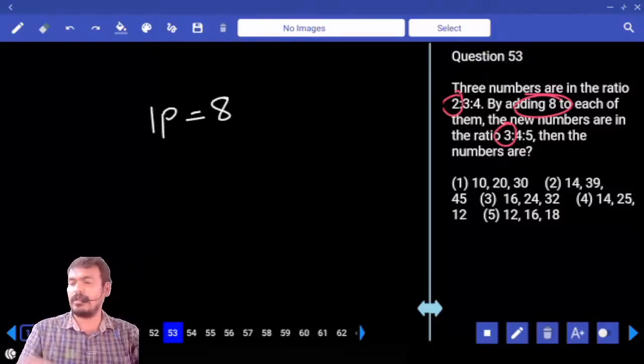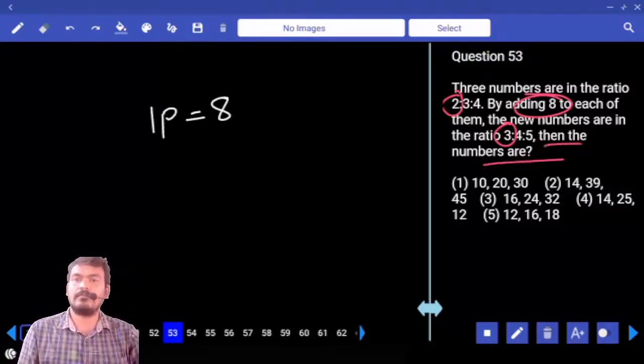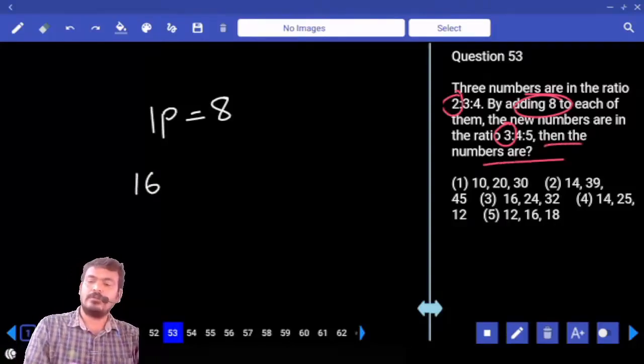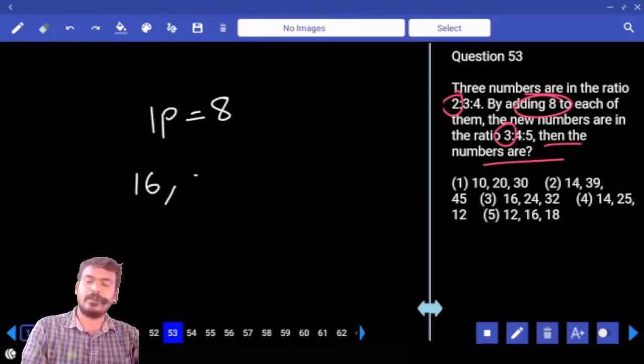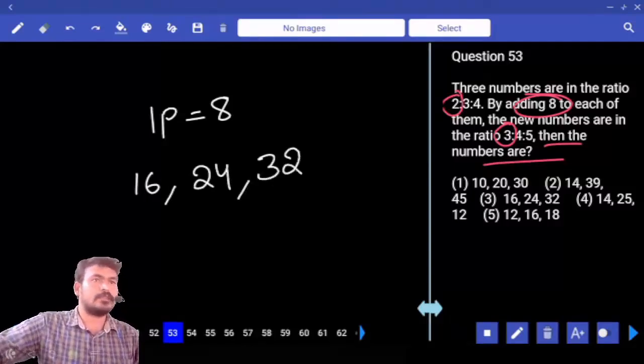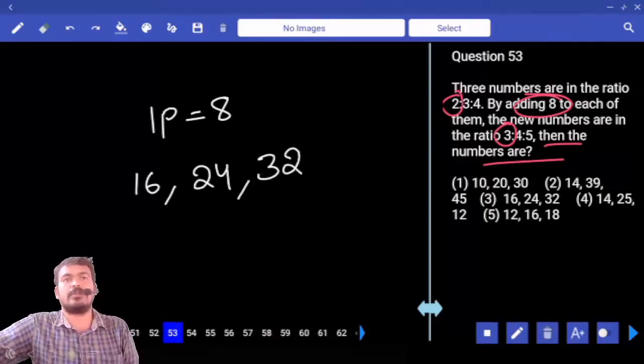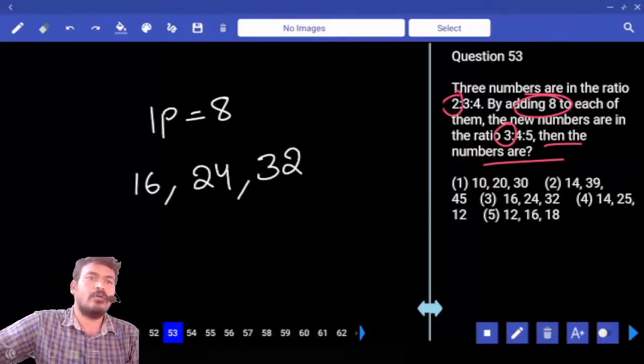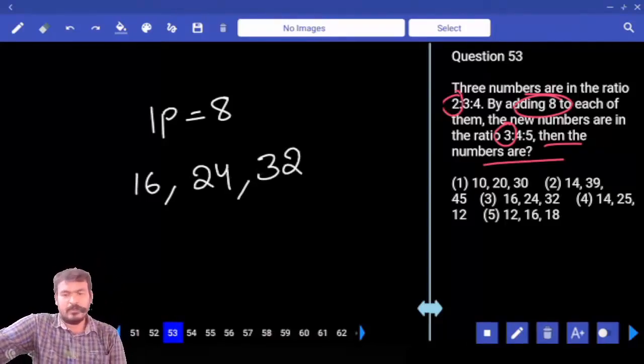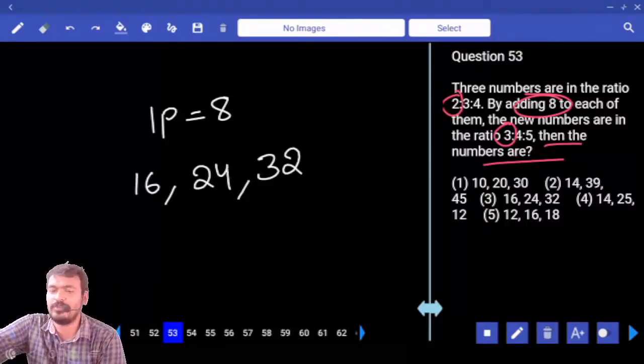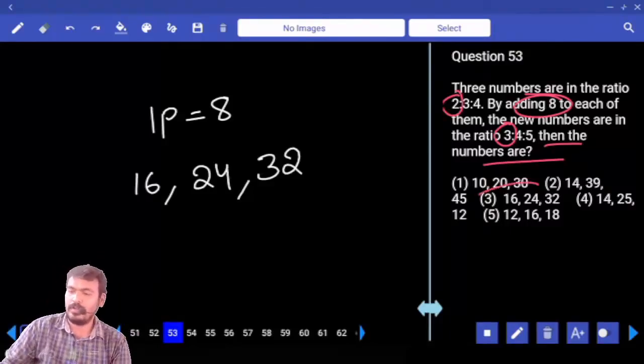Next, what is the question here? Find the numbers or not? First number is how much? 16. Second number 24. Third number 32 or not? This type of questions always required original numbers or new numbers? Original numbers. Which option is 2:3:4? Only third option or not?